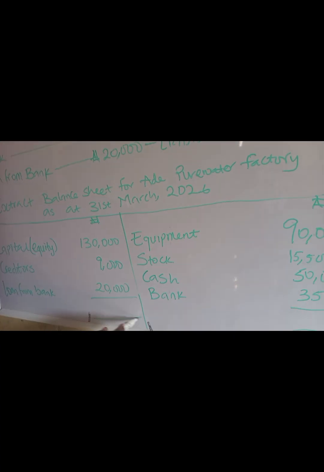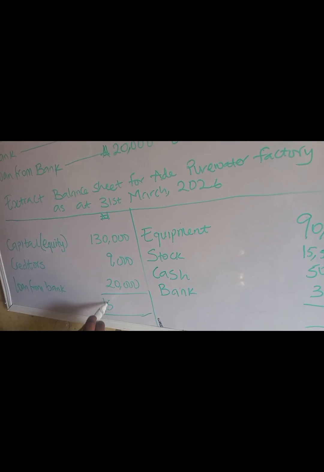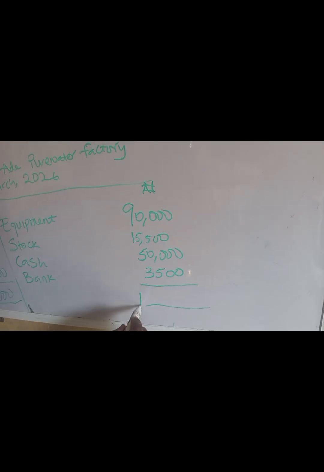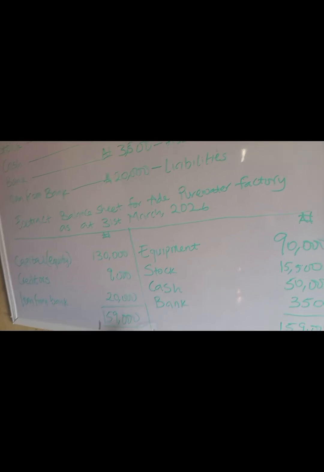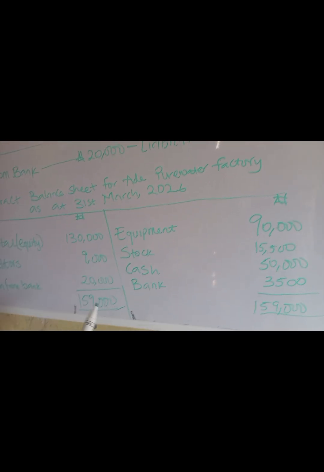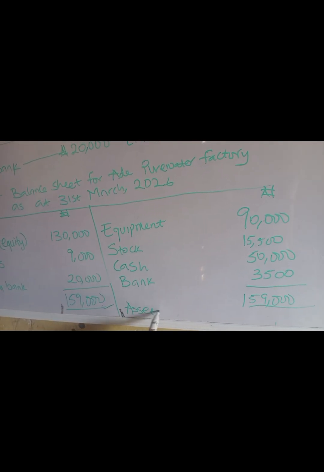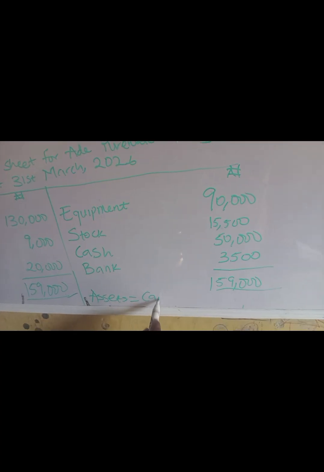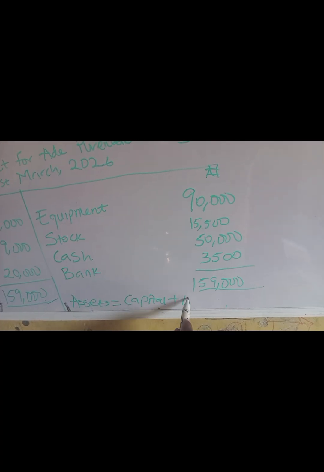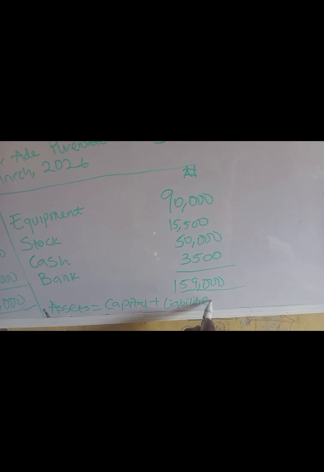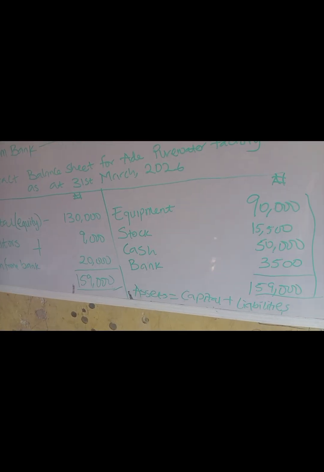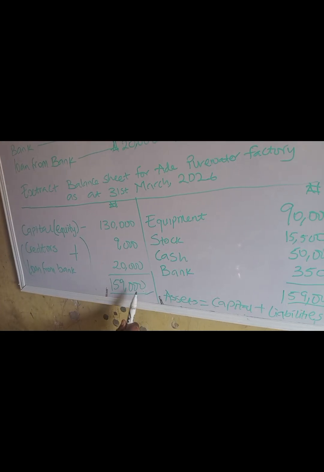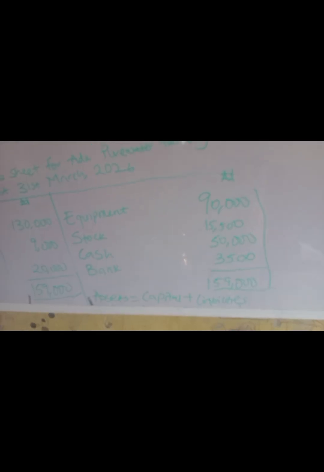Let's go back to class. Let's sum this up. Summing this up, we have 159,000. Summing this also, we have 159,000. So if you notice, both sides are equal. Remember, we said earlier, our assets equals capital plus liabilities. So this total of our assets here is giving our capital plus our liabilities. So at any point in time, this account should be balanced like this.